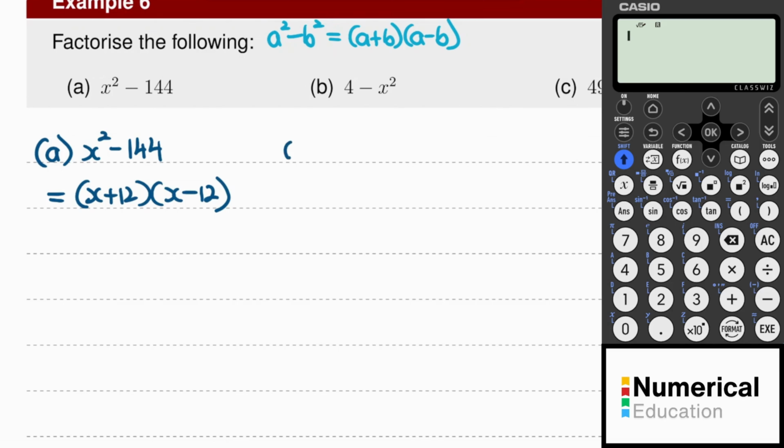I might just do part B next to it here as well. We've got 4 minus x squared. Once again, 4 is a squared number, x squared is a squared term. So this will just be your 2 plus x, 2 minus x.